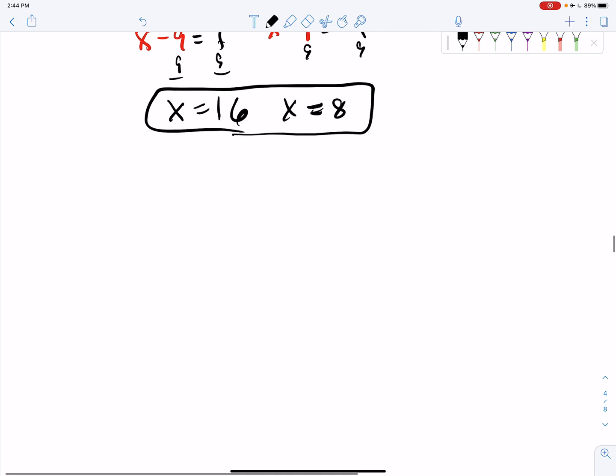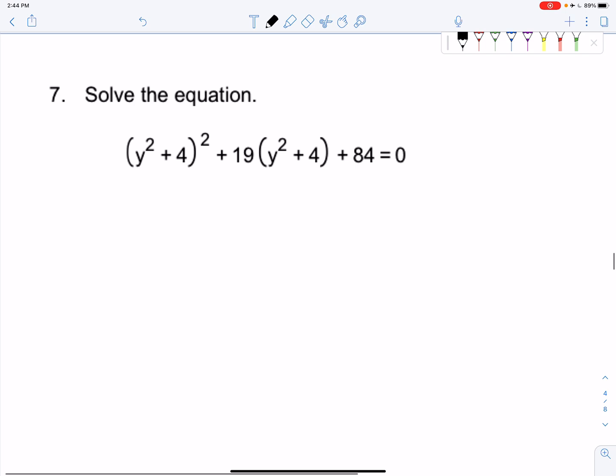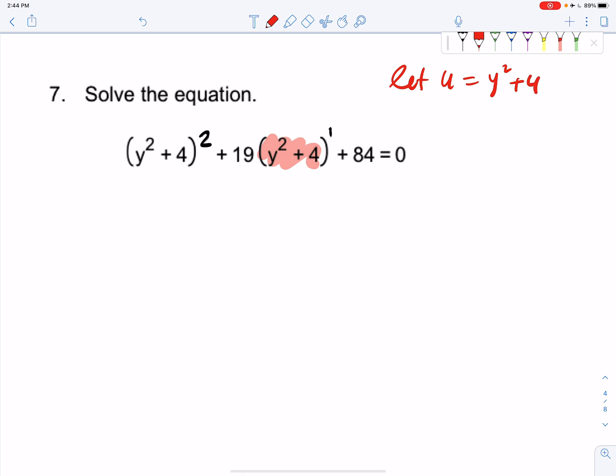All right, where are we at now? Let's look at number 7. And what's my little trick? Well, I take a look at that. Right, this is second power, that's first power. So why don't we take a look at the base of that first power, and that helps me to realize there's my sub. Let u equal y squared plus 4. Now, is this a second degree or fourth degree equation? Well, when you multiply all of that out and then square this binomial, you're going to have y squared times y squared, which is y to the 4th. So there's going to be 4 solutions.